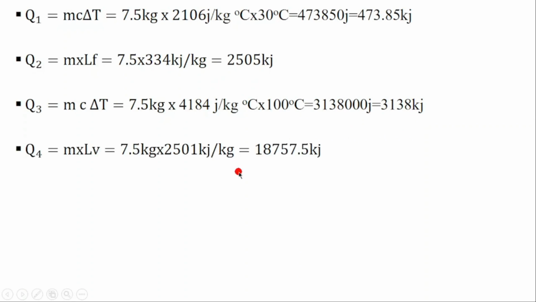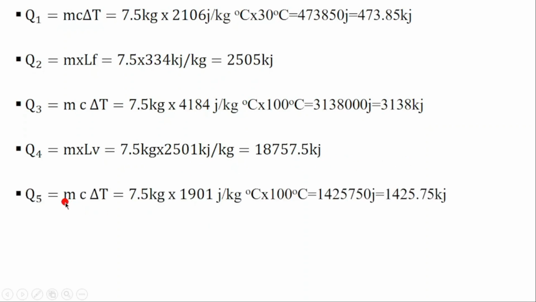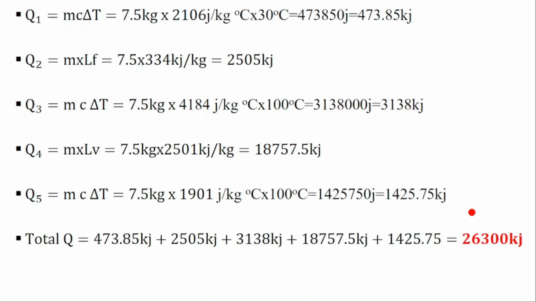Then the fourth step we need 7.5 kilogram times the latent heat of vaporization. Then we get this amount of kilojoule. Then the last step we get 7.5 kilogram times the specific heat capacity of vapors times the change in temperature, from 200 minus 100. The change in temperature will be 100. Then we get 1,425.75 kilojoule. Then as the total heat, we will add all the heat and we will get 26,300 kilojoule.